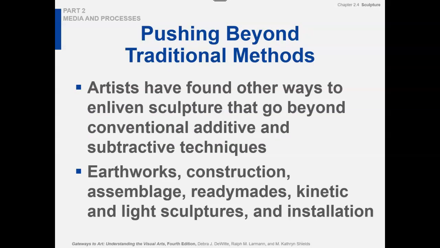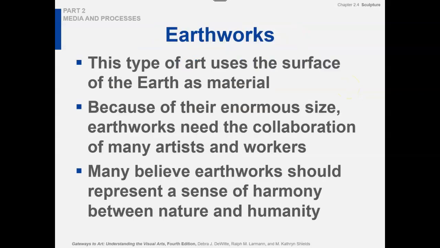And then artists started to think about pushing these traditional methods and becoming a little innovative, experimenting with a lot of different stuff. So artists found other ways to enliven the sculpture, to go beyond the conventional. Even from the additive and subtractive techniques, they started doing things like construction, earthenworks, assemblages, ready-mades, kinetic artwork. This is something that moves. And installations. So as they break away from these traditions, we see there's just a new way of thinking and new ways of making art.